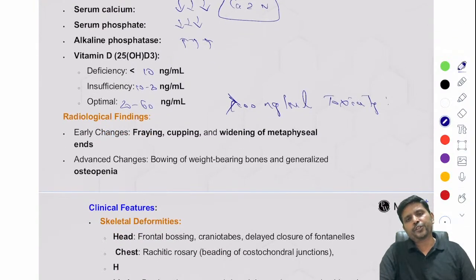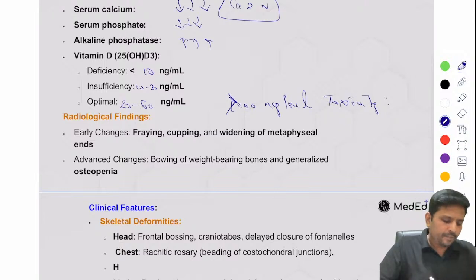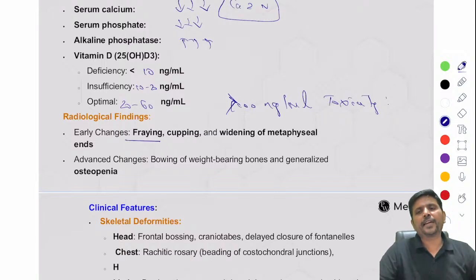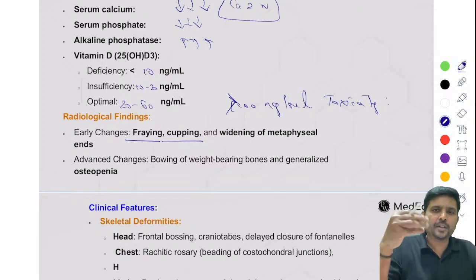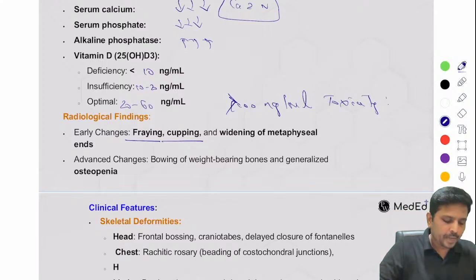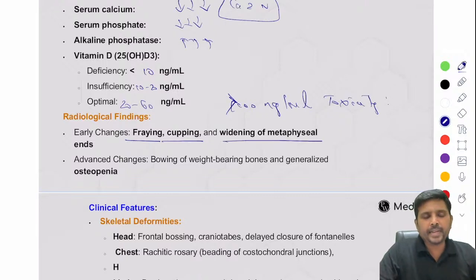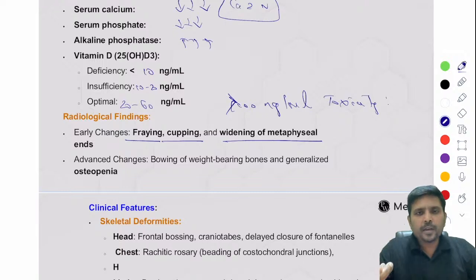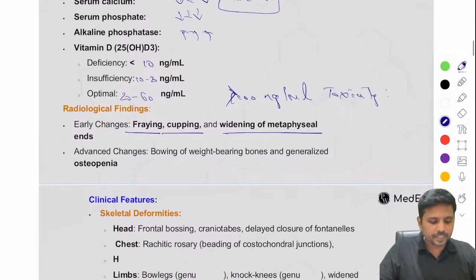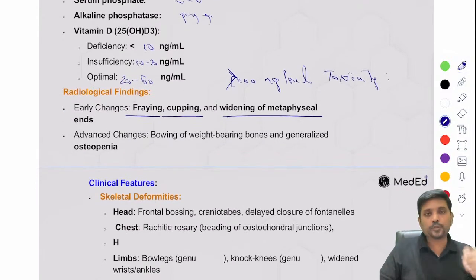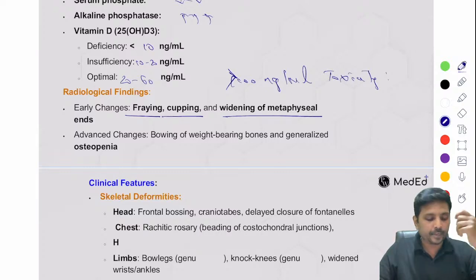What are all the manifestations of vitamin D deficiency? Very, very simple. Fraying means irregular borders of the growing end of the bone. Cupping means destruction of the epiphyseal plates here and there. And then widening of the metaphyseal area, because there will be no phosphorus induced apoptosis of chondrocytes, as a result of which there is hypertrophic growth plate and generalized widening of metaphyseal ends. So cupping, fraying, widening. Remember three points.